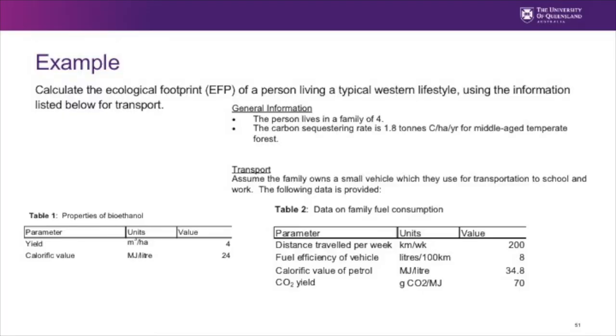So let's make an example to calculate the ecological footprint of a person living on a typical Western lifestyle. In this example, we're going to focus on the amount of area needed to sequester the CO2 that is being emitted from the activity of transport. In this case, we will need the distance traveled per week, the fuel efficiency of the vehicle, the calorific value of the fuel, and we will need the CO2 yield, so that is the grams of CO2 per megajoule.